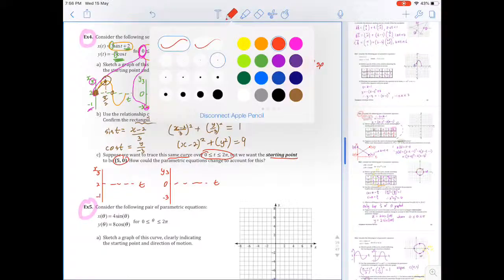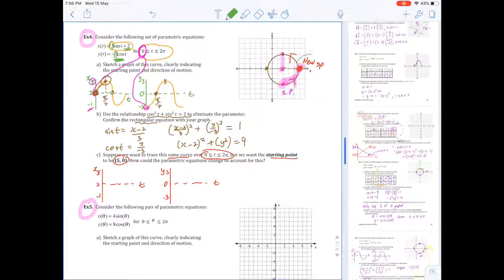Okay, now let's deal with what we need. First of all, we need the x coordinate of the starting point to now be 5. What that means is effectively we are changing the xt function to the cosine function in order for it to start at its maximum. Okay, and then of course we complete one single cycle because our domain is unchanged.